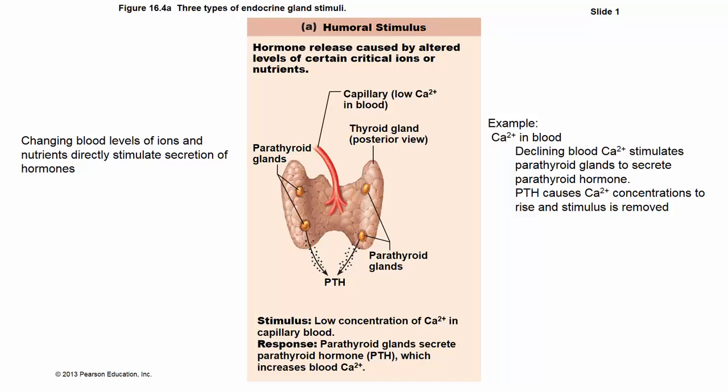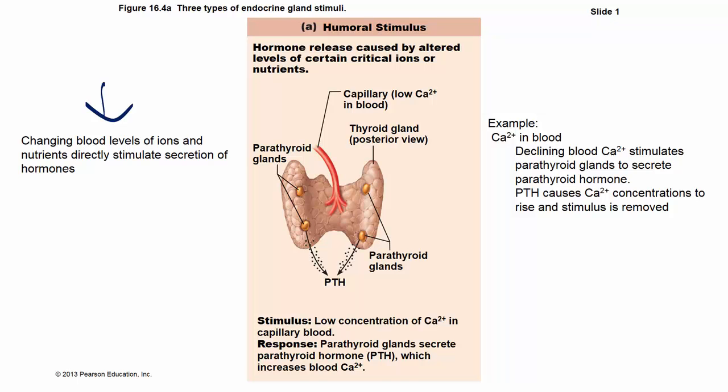So examples of humoral. When we say humoral, what we're saying is it's something in the blood, okay? So a changing blood level of an ion or a nutrient causes the release and the secretion of a hormone, all right? So, for example, levels of calcium in your blood, levels of glucose in your blood. Some ion or nutrient is in your blood, and changing levels of that causes the release of an endocrine hormone.